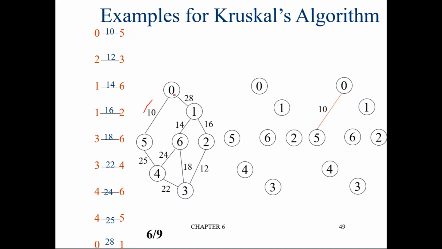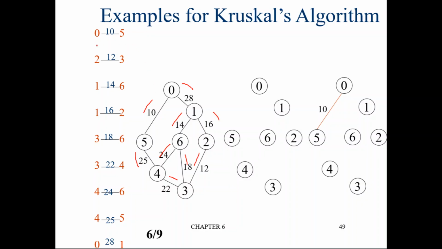0 to 5 is one edge, 0 to 1 is another edge, 1 to 6 is one edge, 1 to 2 is one edge, 5 to 4 is an edge, 6 to 4 is an edge, 6 to 3 is an edge, 2 to 3 is an edge, 4 to 3 is an edge. Like that, identify all the edges and their costs, and sort the edges in ascending order of cost.